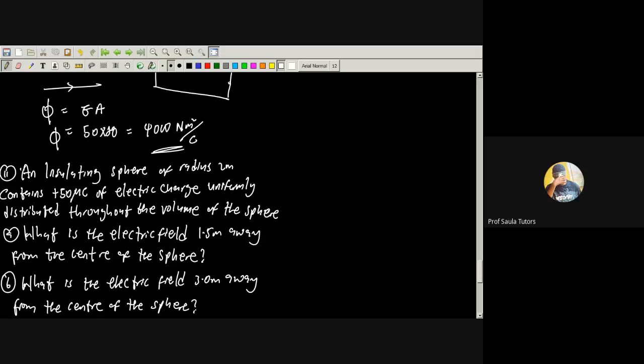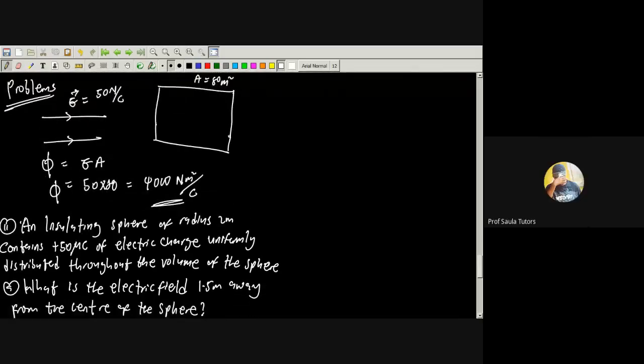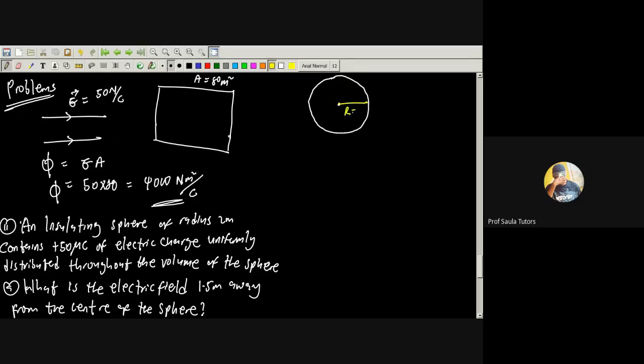So look at this question. Let's solve. They said an insulating sphere of radius 2 meter. Let's sketch this insulating sphere. The radius of this sphere is 2 meter, that's our big R. They told us it encloses a charge, uniformly distributed, so there's no problem.